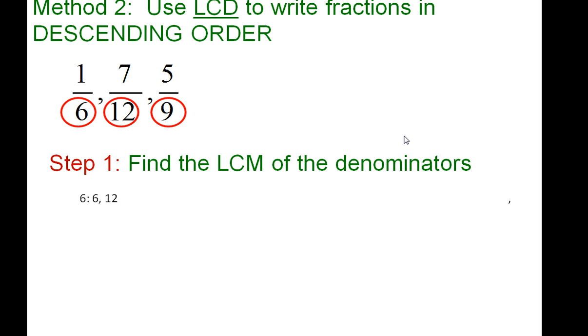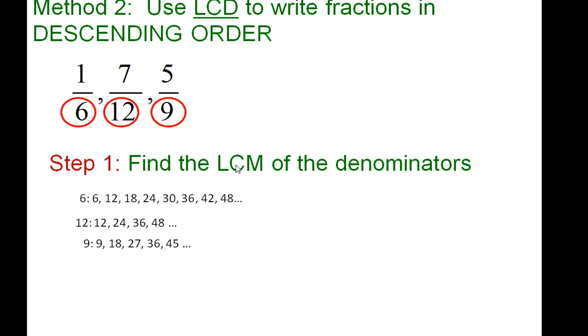All right, and so what we're doing here is listing out all the multiples of 6. So you're counting by 6, counting out the multiples of 12, counting by 12. And we're listing the multiples of 9. We're counting by 9. And then the key word here is common.